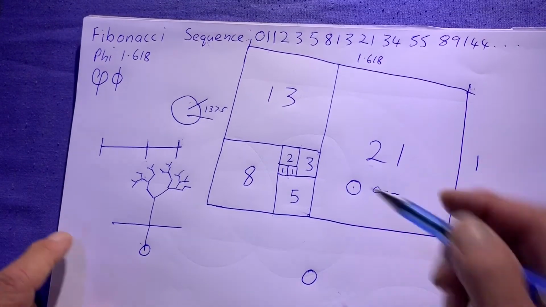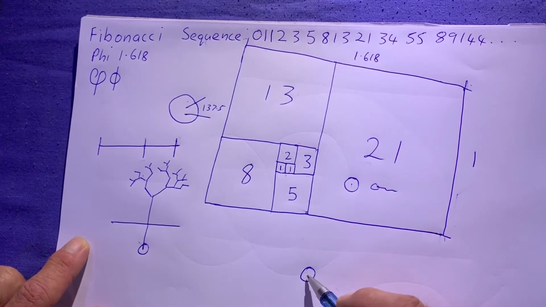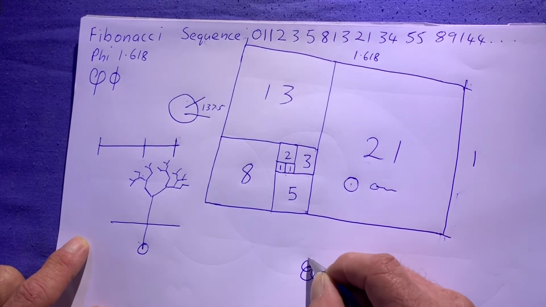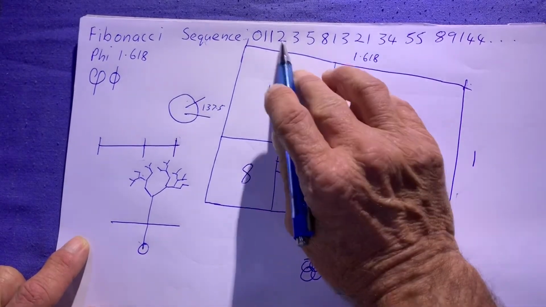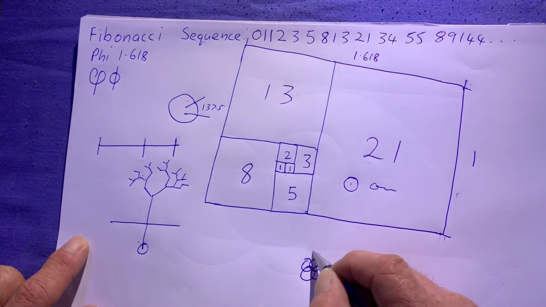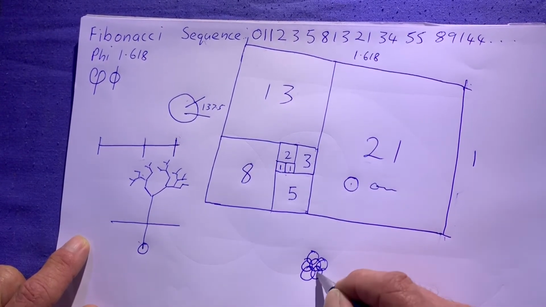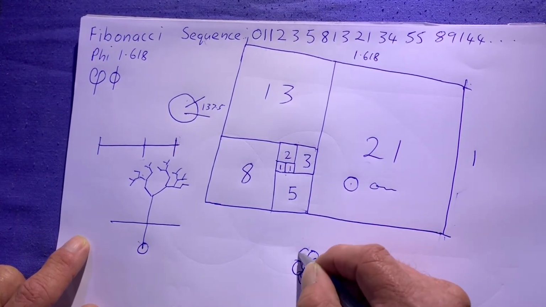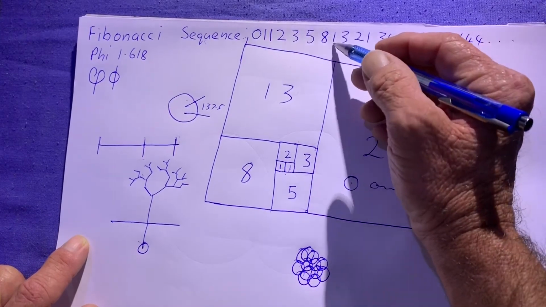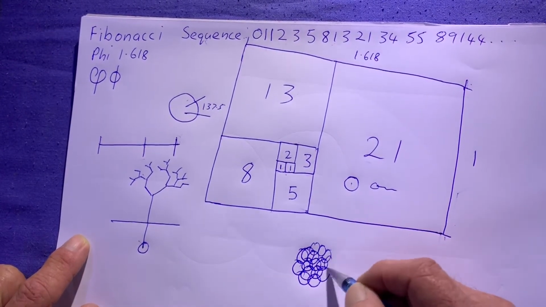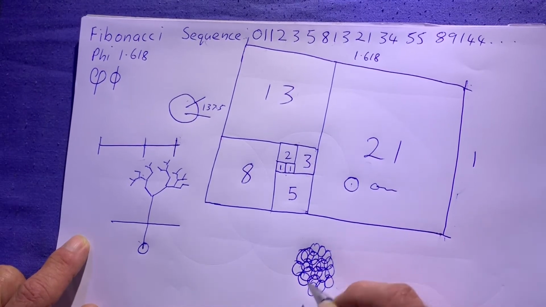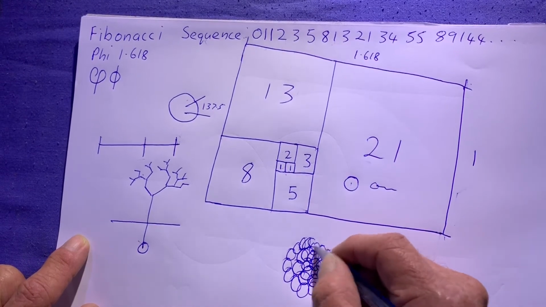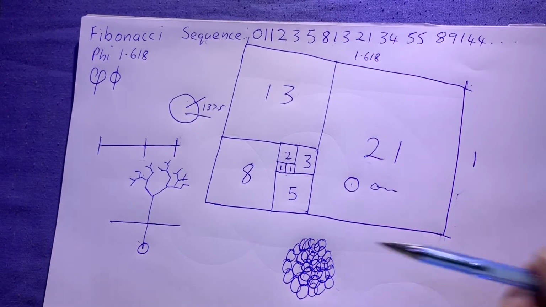Then it follows the Fibonacci sequence again, because that cell divides into another cell, and these 2 cells divide into 2. The next number is 3, then 5, and then 8, and keep going all the way around. Then 13, and it would keep going around.